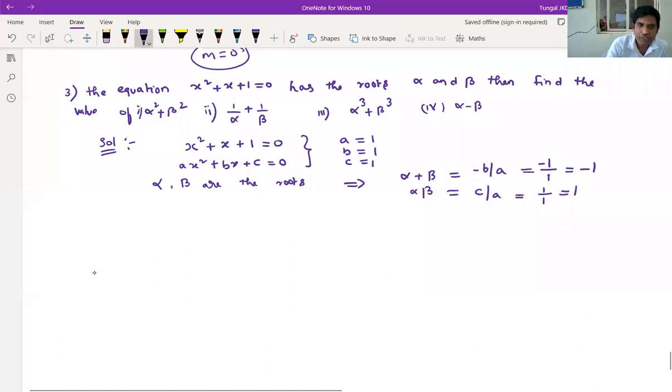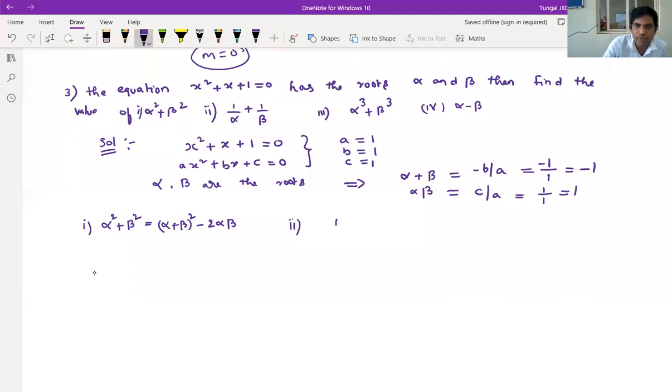We have to find the first sub question in that. What is that? Alpha square plus beta square. It is in the form of a square plus b square. How to write it? Already in the last problem we discussed, no? a square plus b square is nothing but (a plus b) whole square minus 2ab. So alpha square plus beta square, how to write? (Alpha plus beta) whole square minus 2 into alpha beta. This is the formula.